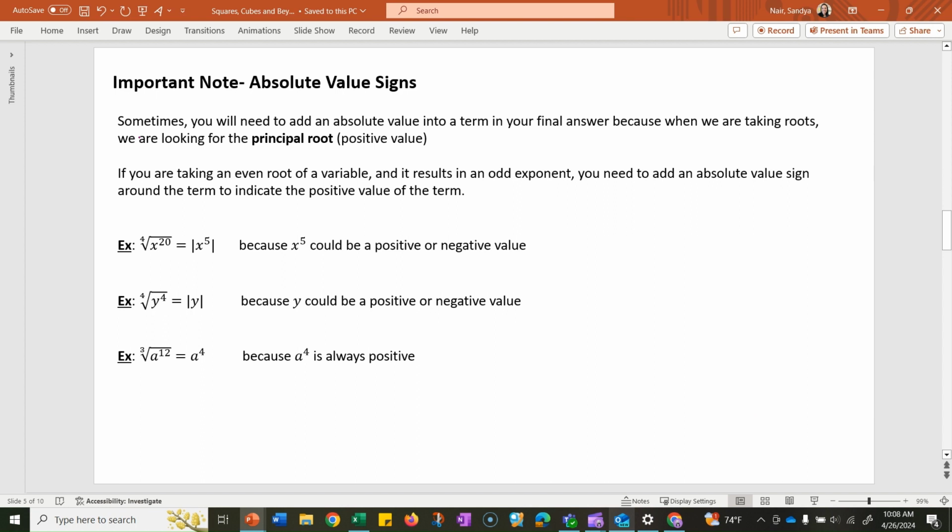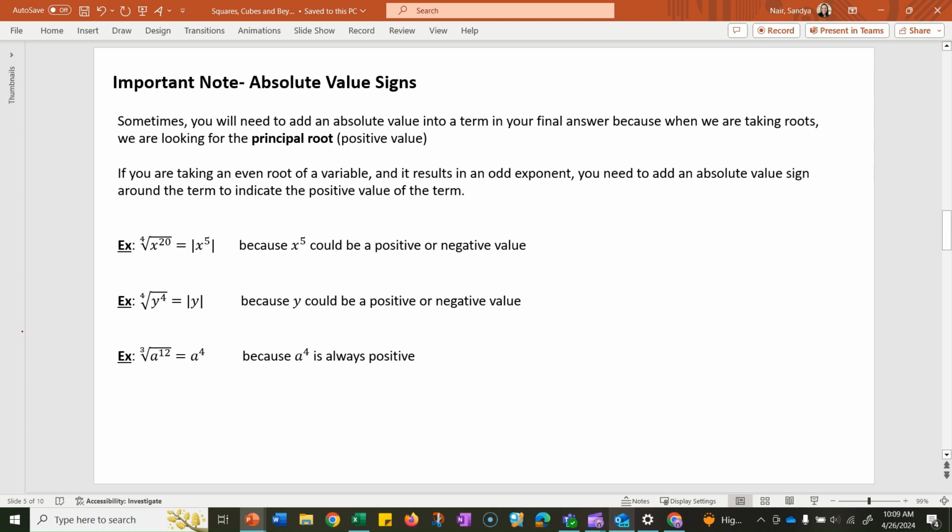So, an important note about absolute value signs. Sometimes you have to add an absolute value into a term in your final answer because when we're talking about taking roots, we are looking for the principal root, which is the positive value. So, if you're taking an even root of a variable and it results in an odd exponent, you have to add an absolute value sign to indicate you're talking about the positive value of the term. So, for example, if we're doing the fourth root of x to the 20th, that gives us x to the fifth. Well, since 5 is an odd exponent, x to the fifth could be a positive or negative value. So we have to add in the absolute value signs.